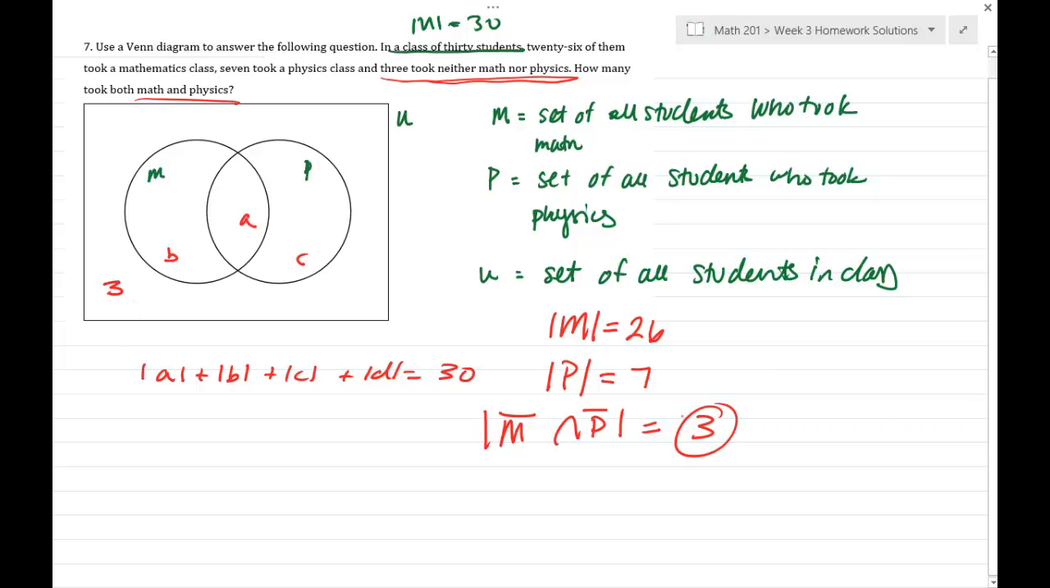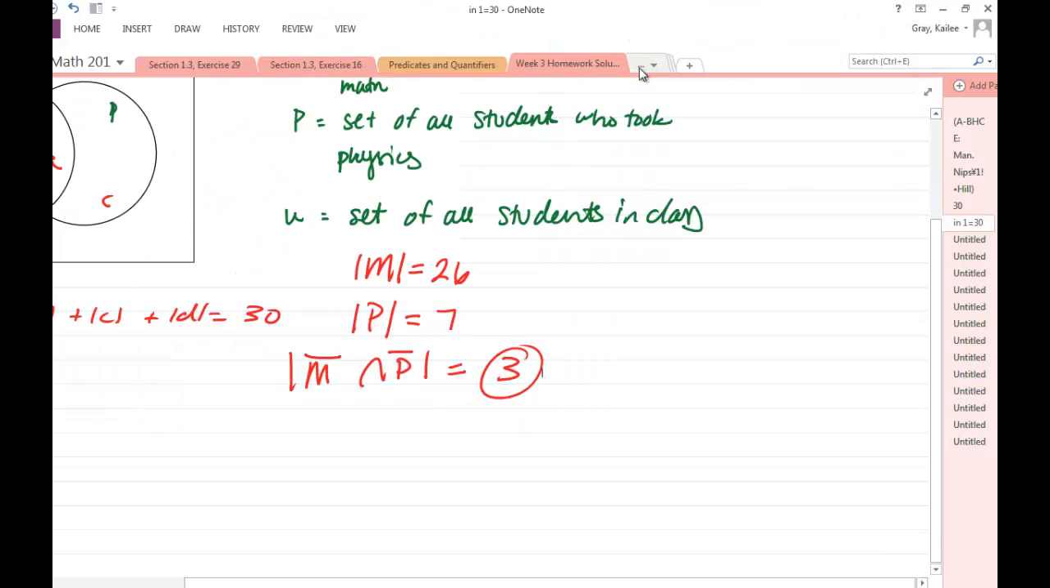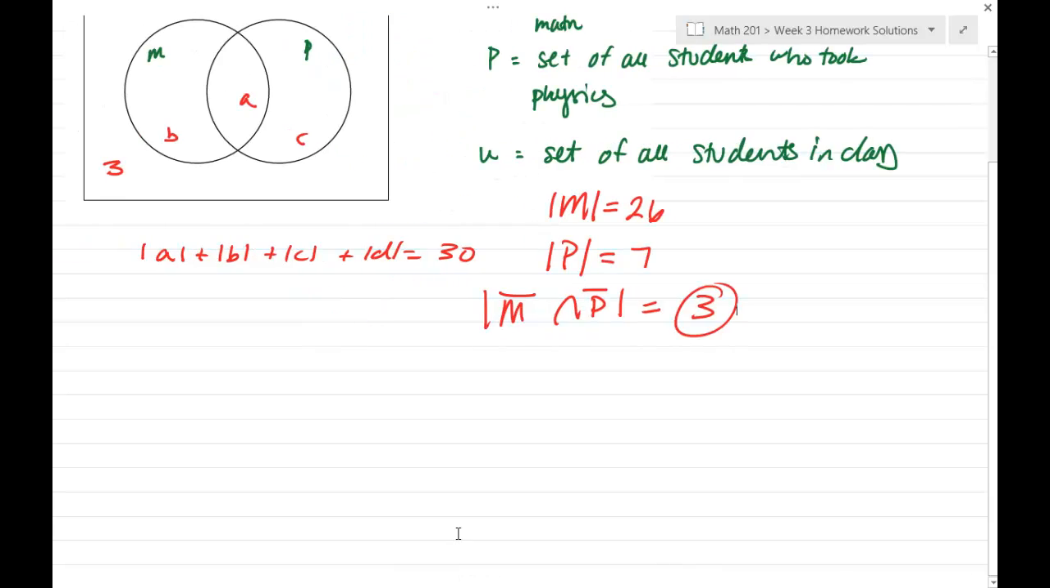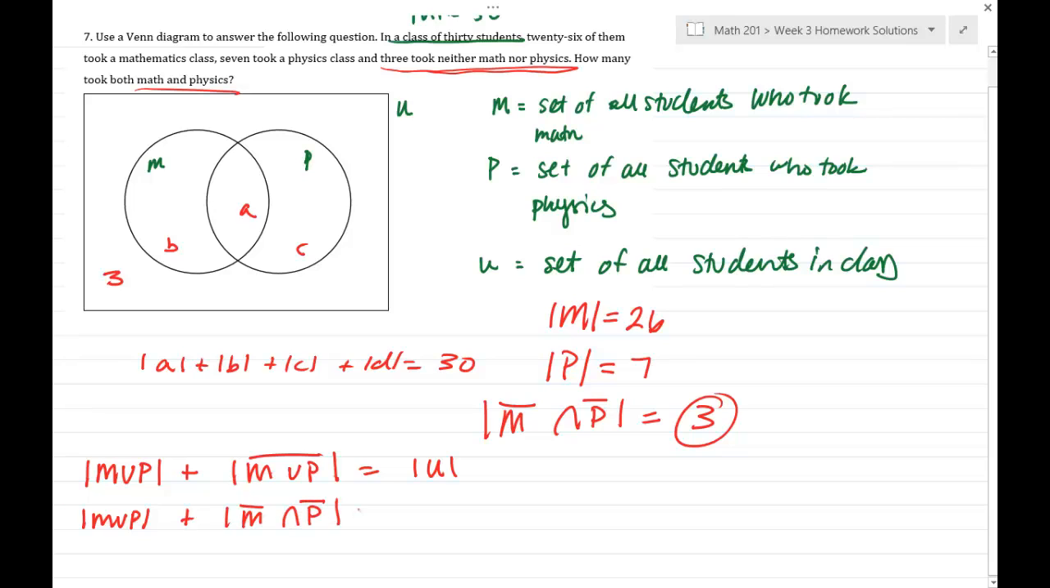But if there are 3 elements outside of M and P, then because the cardinality of the universal set is 30, we know that 27 students must live in the union of M and P. Here is what I'm saying: if I take the union of M and P and add the complement of that, a set plus its complement, I'm always going to get the cardinality of the universal set. Now notice, this is just M complement intersect P complement.